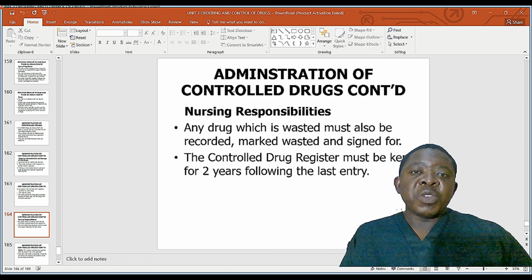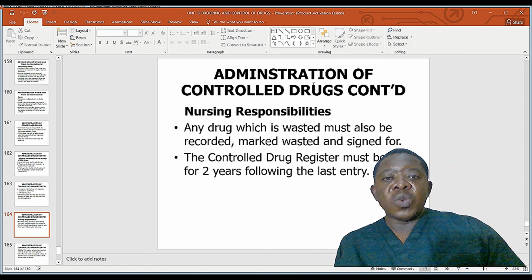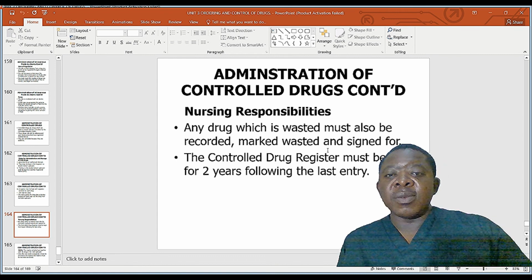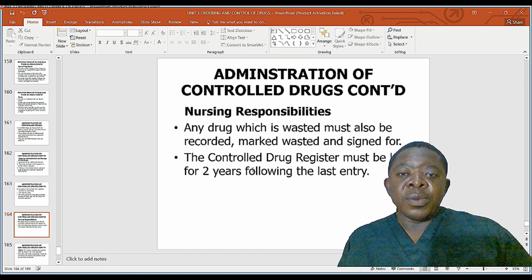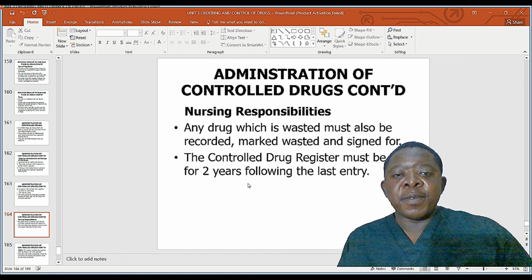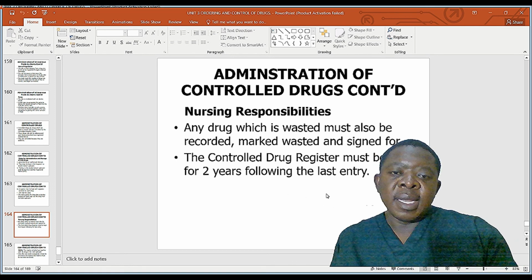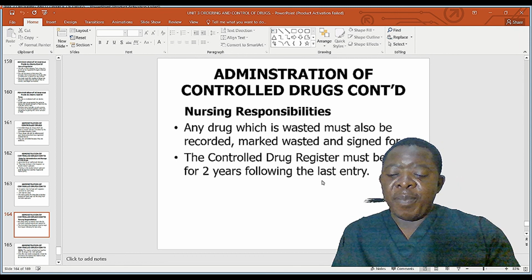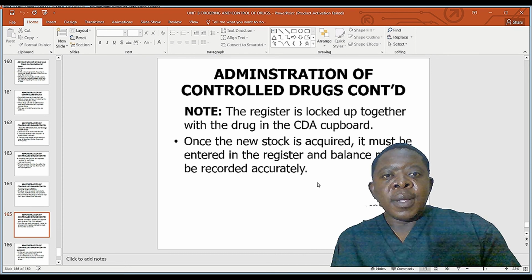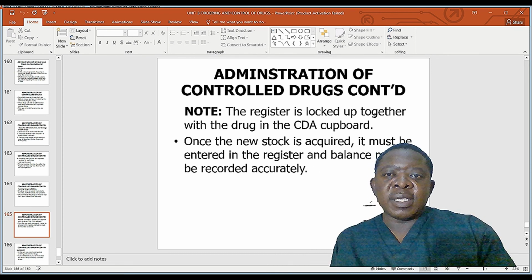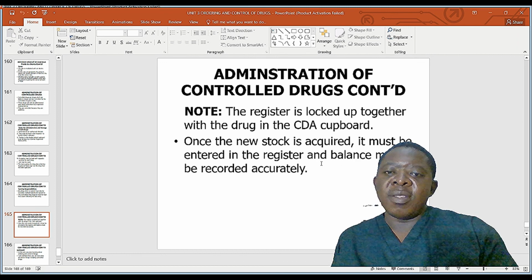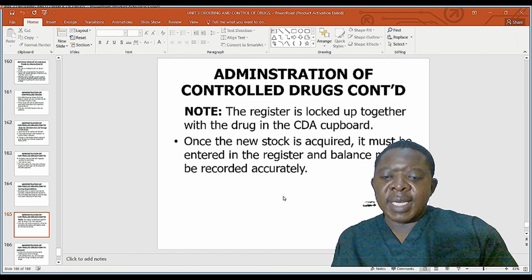So the nursing responsibility when administering controlled drugs may include that any drug which is wasted must also be recorded, marked wasted, and signed for. The controlled drug register must be kept for 2 years following the last entry. So it should not just be discarded, it should be kept at least 2 years after the last entry. Okay, kindly note that the register is locked up together with the drug in the cupboard. Once new stock is acquired, it must be entered in the register and the balance must be recorded accurately.